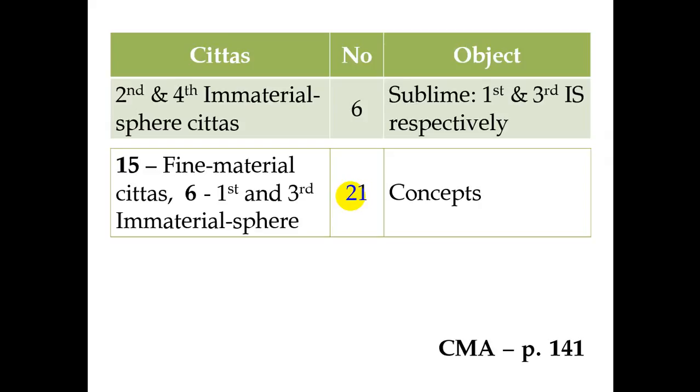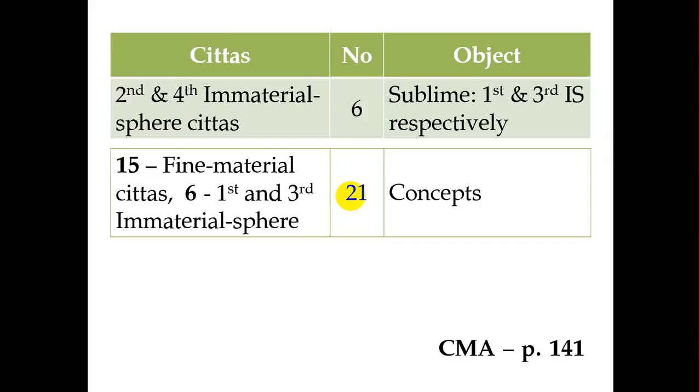Thank you, Bhante. Okay, so as I earlier said, the first immaterial jhana takes concept, and the third one also takes the concept of nothingness, and the fourth immaterial jhana takes the object of the third immaterial consciousness. So therefore, I think when you learn these two charts, it became clear, right? So Cittas take different objects, right?